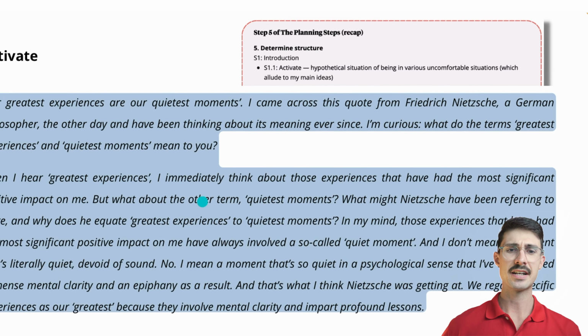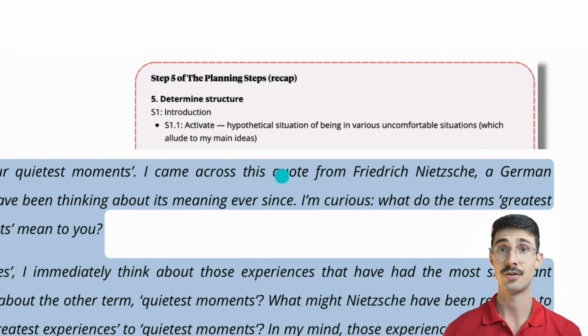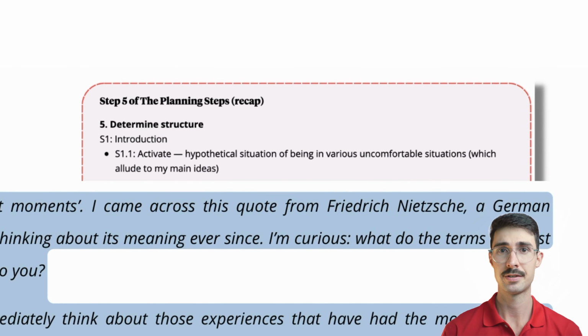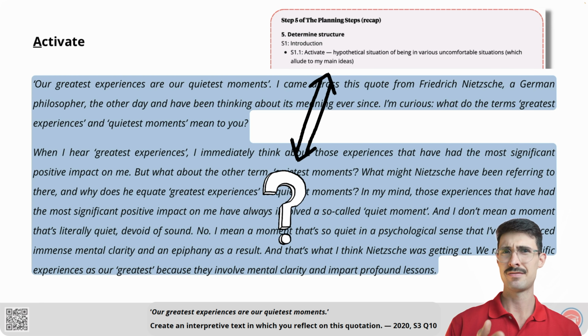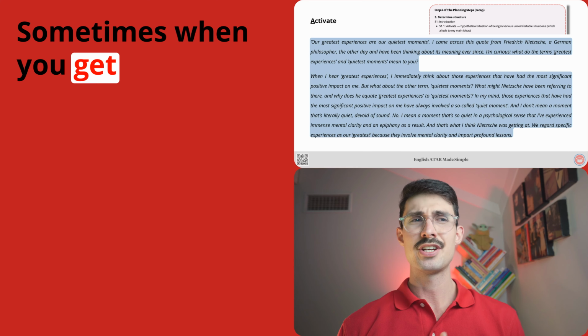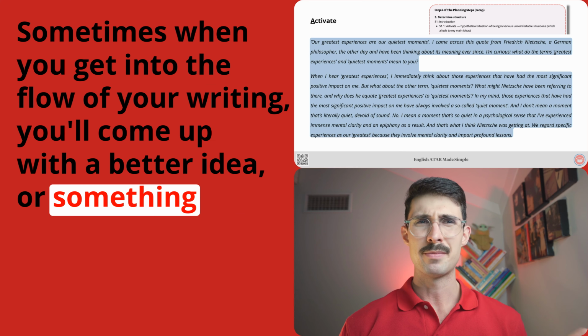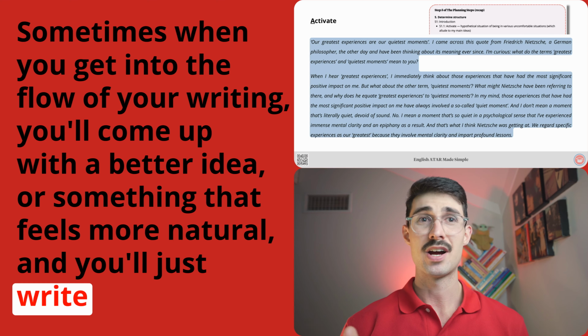Note how this activate doesn't refer to the hypothetical situation that I planned for in step 5 of the planning steps. This might sound counterintuitive because clearly I've spent time planning for something that I didn't actually implement in my answer. So what's the go here? The short answer is sometimes when you get into the flow of your writing, you'll come up with a better idea or something that feels more natural and you'll just write that instead.